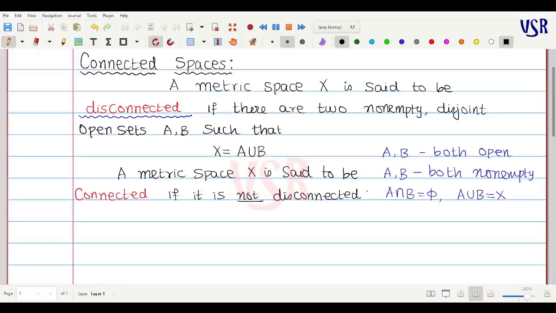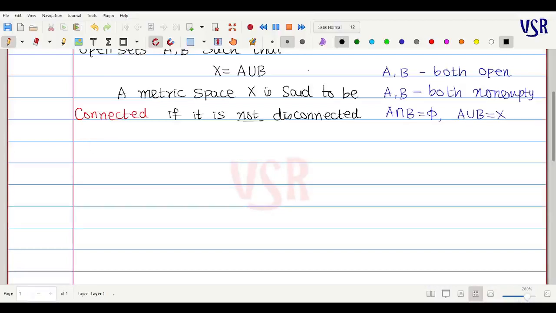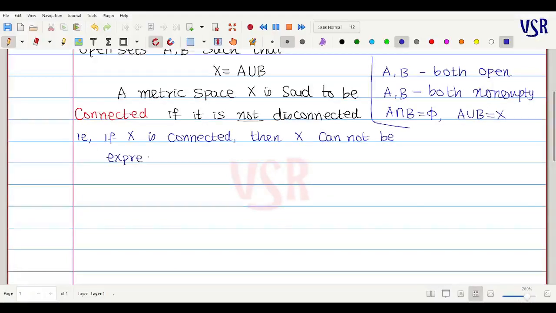So I have studied two definitions. If capital X is connected, then capital X cannot be expressed as a union of two non-empty disjoint open sets.